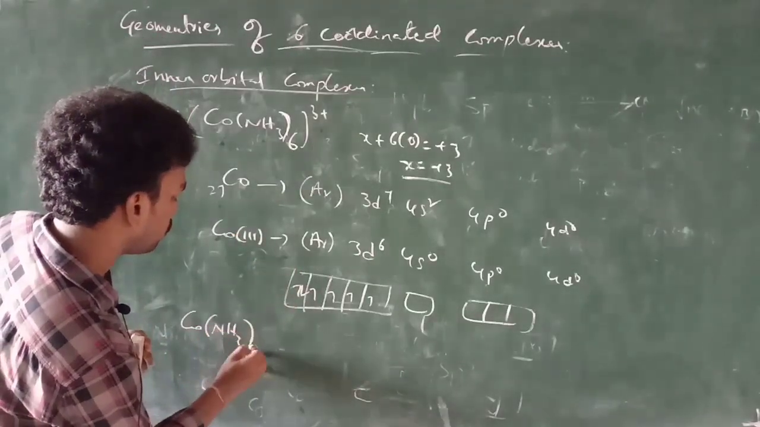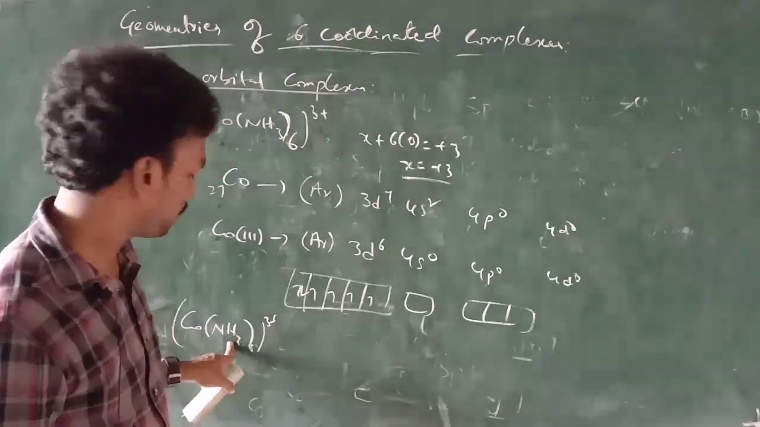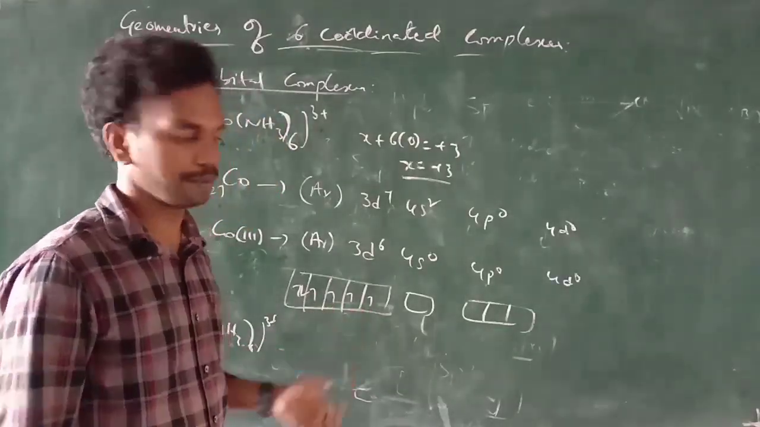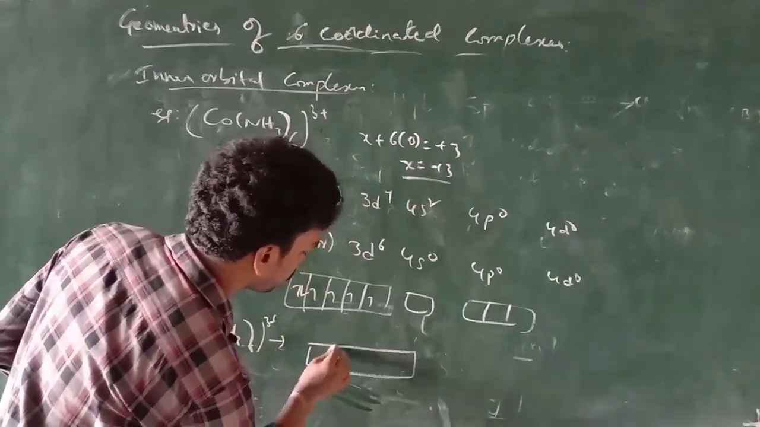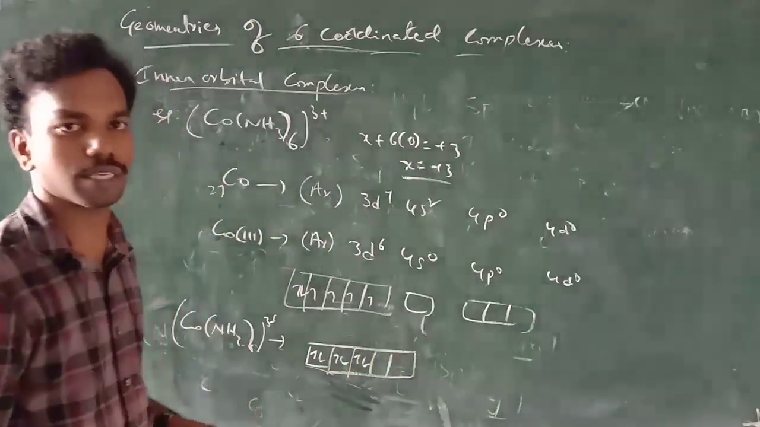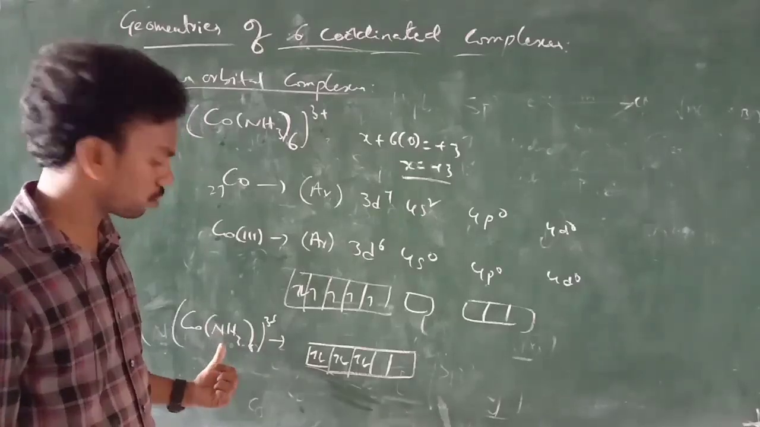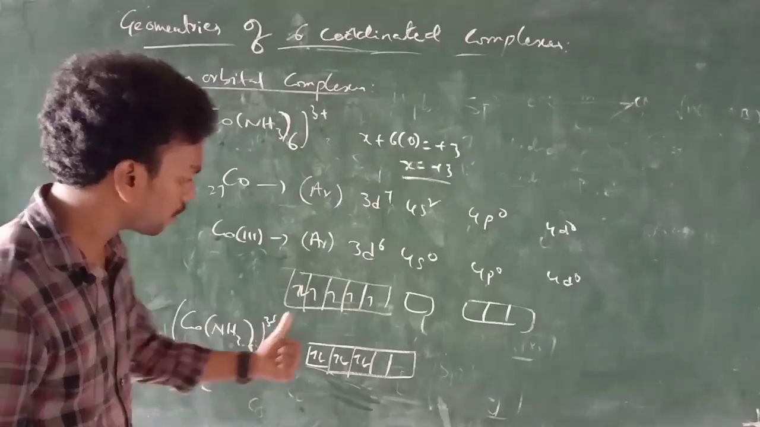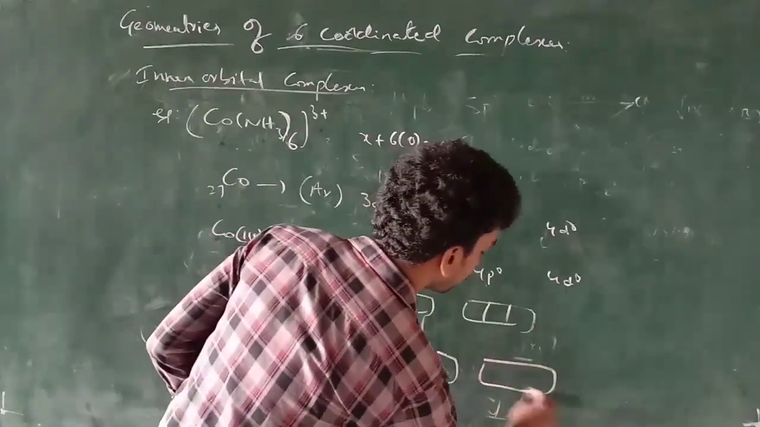[Co(NH3)6]3+. Because of the strong field effect of ammonia, the electrons present in the d orbitals are paired up. So the electron configuration becomes 1 2 3 4 5 6, paired up, and 4s0, 4p0.